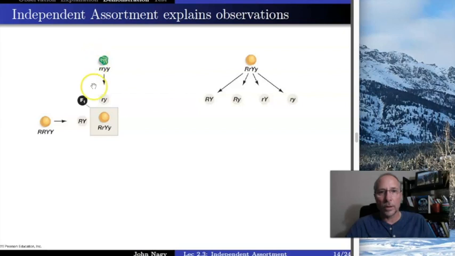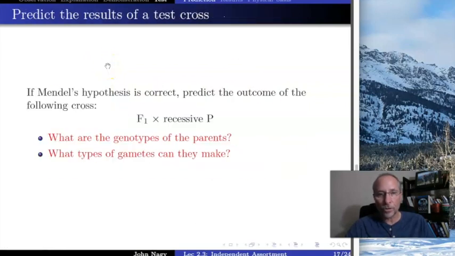As always, do we know the genotypes of the 2 parents for this cross? And the answer is yes. We know the genotype of the offspring. It's the dihybrid, big R, little r, big Y, little y, and we know the genotype of the recessive parent, little r, little r, little y, little y. So in this case we do know the genotypes of the parents, so we can now predict what we would expect to see.